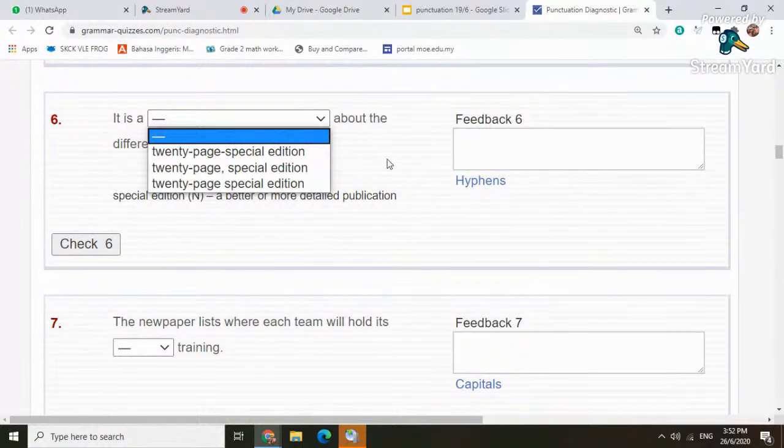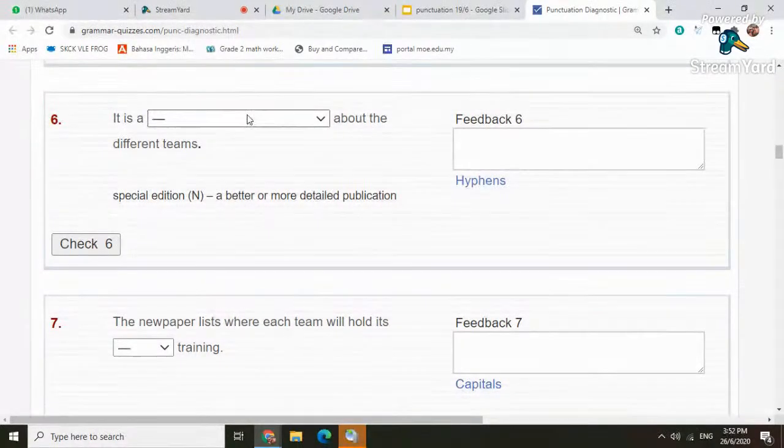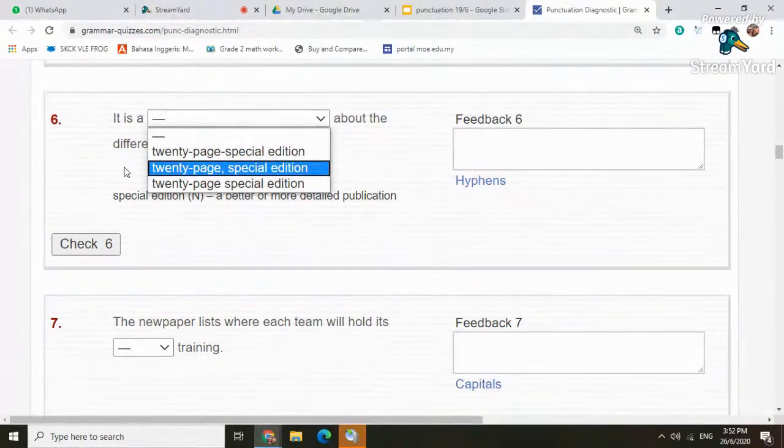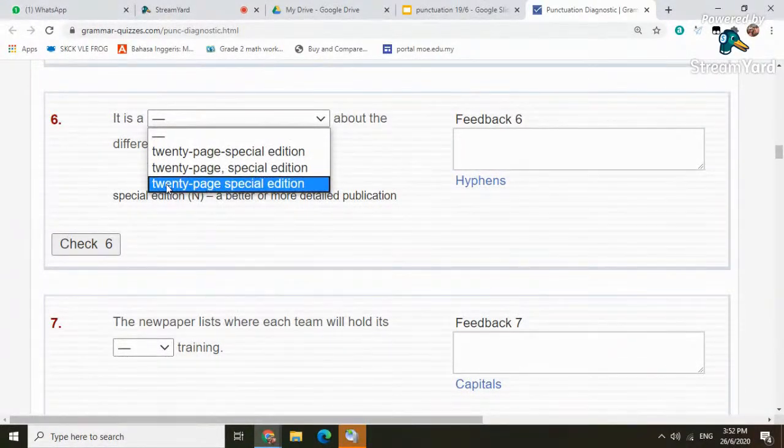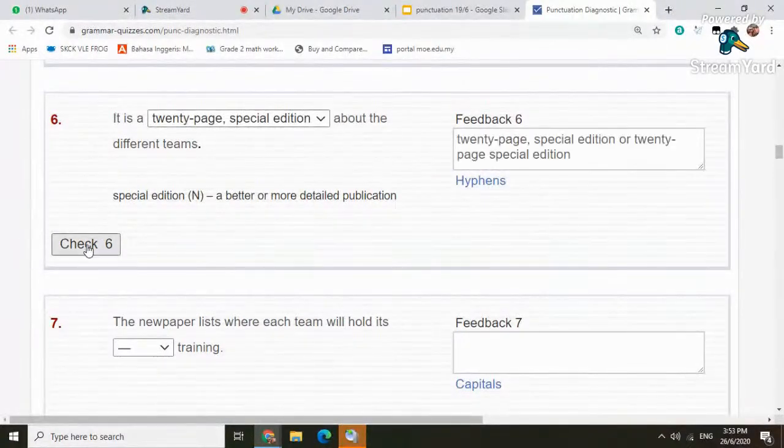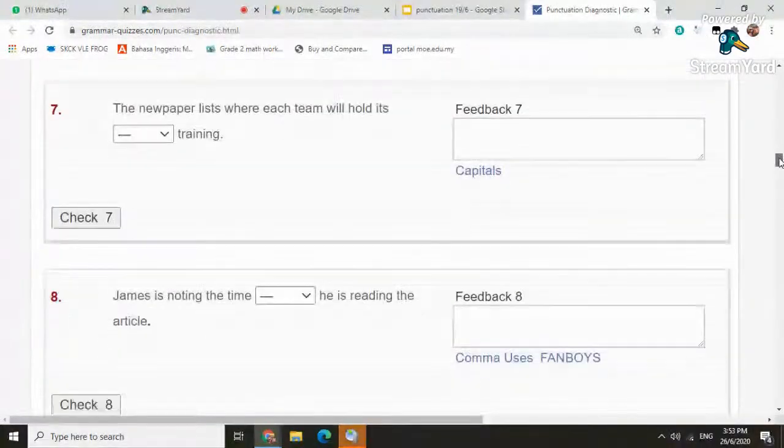It is about the different themes. 20-page special edition, 20-page special edition, 20-page special edition. You can see that the difference is this one has a hyphen in 2 places, this one has a comma, and this one has only 1 hyphen and no comma. What would the answer be? Okay, some of you answered 2. Let us see. Very good. That's the correct answer.